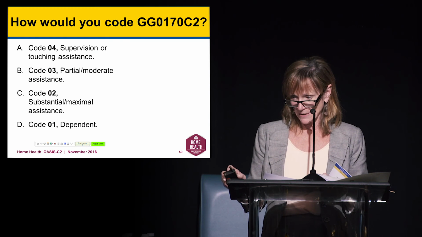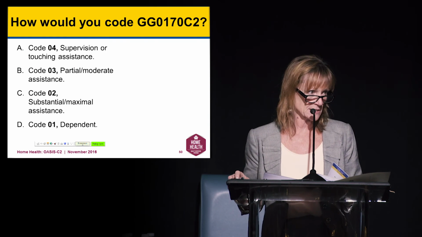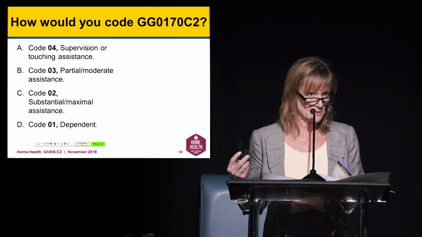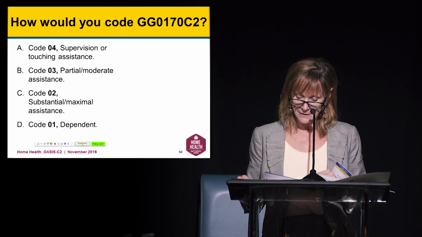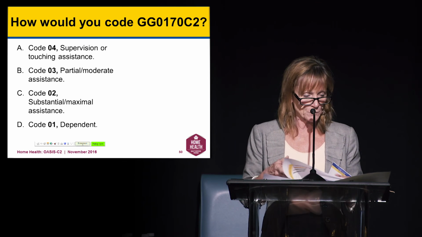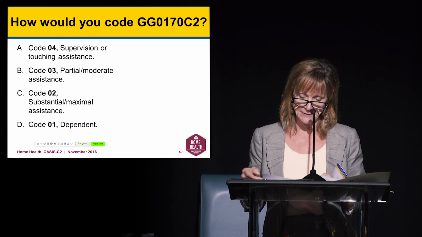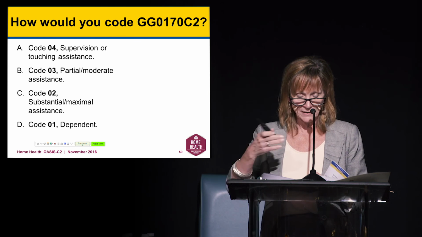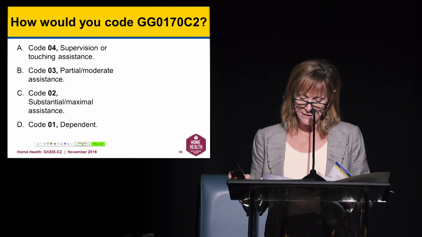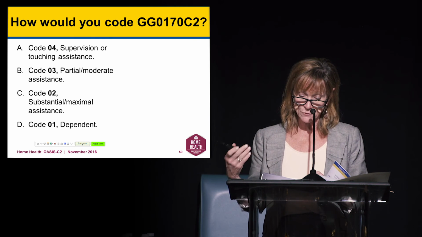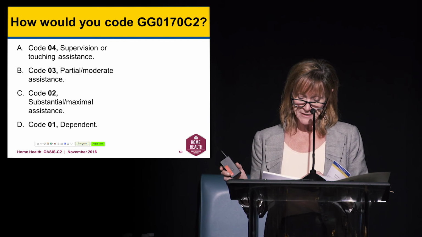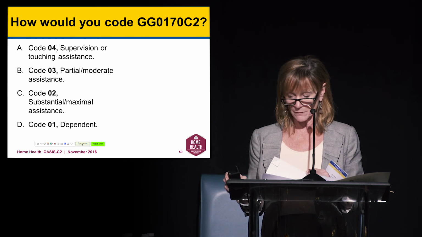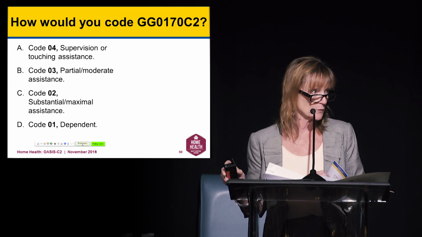And for GG0170C2, so this is for the discharge goal. So you're there, you're at the start of care, the resumption of care. And as you remember, we described in the scenario that the patient's prior functional status and considering all the factors, he expected that the patient would likely only require assistance helping his legs off the bed. So this is a polling question.